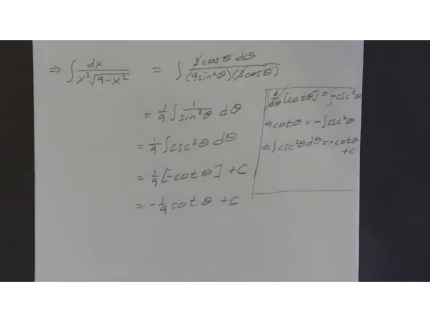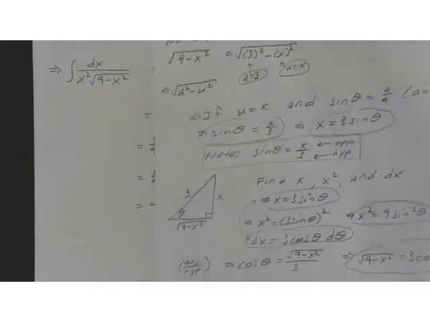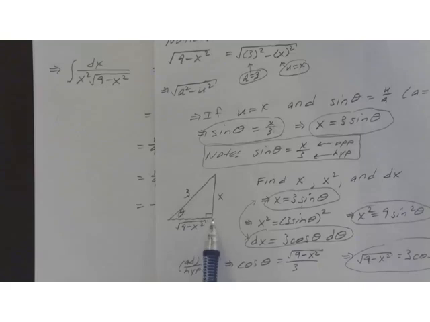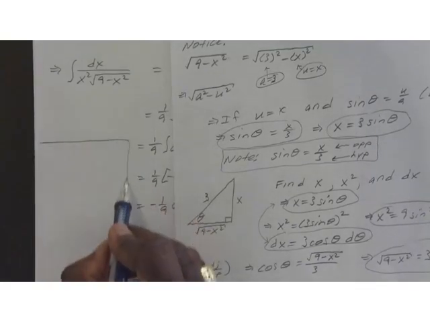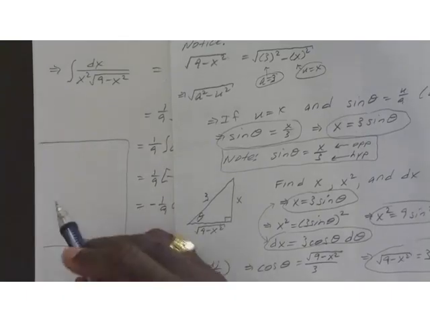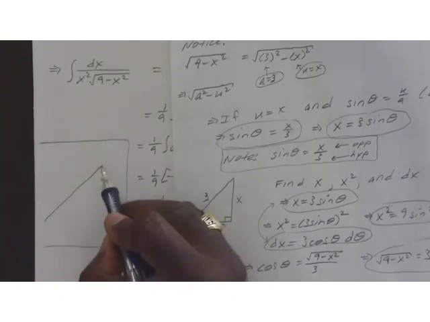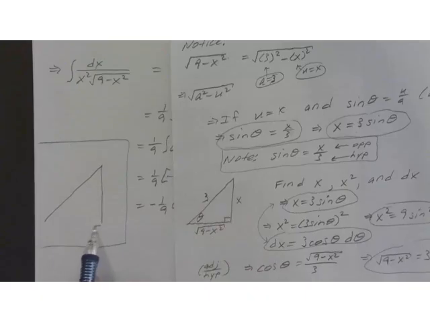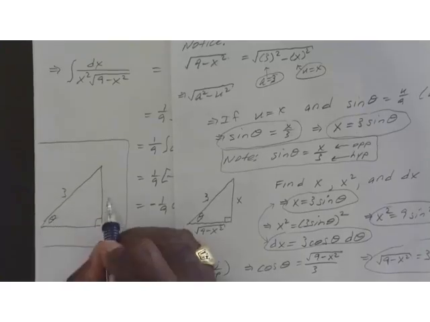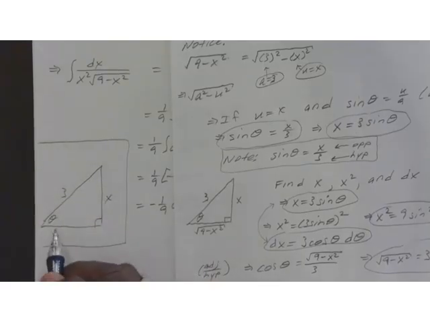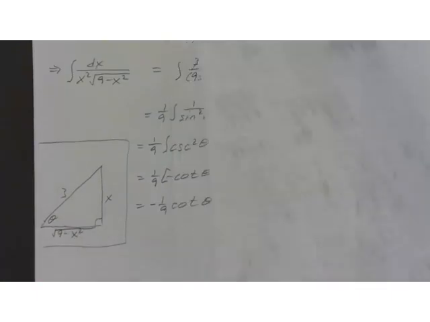So what we can do is we can go back, and I'm just going to copy our original right triangle, so I don't have to keep bouncing back and forth. So we have 3, our theta, our x, and this side, the square root of 9 minus x squared.